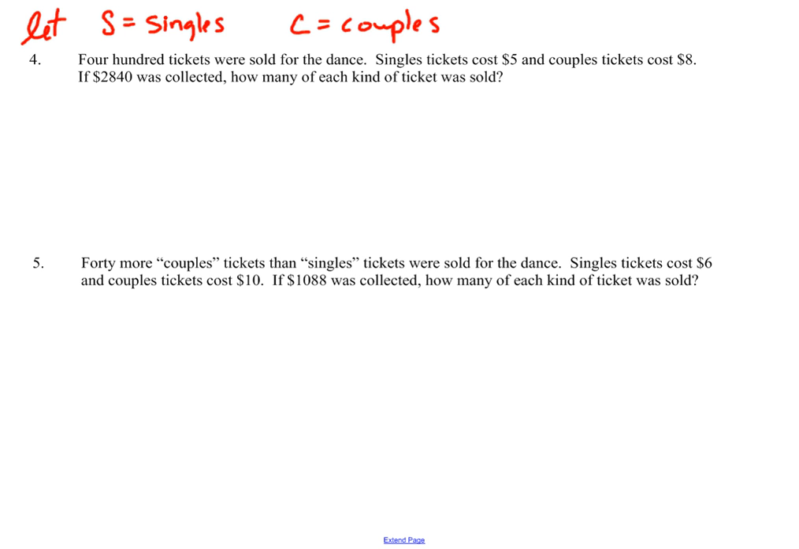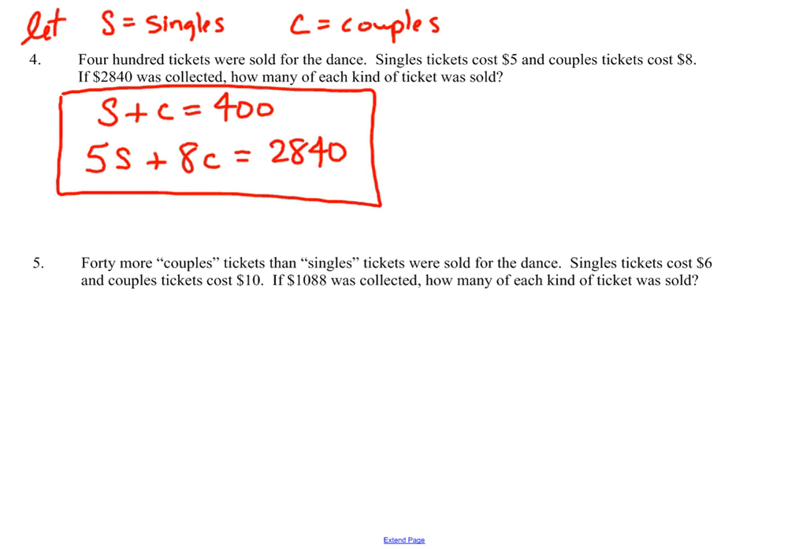All right, an official let statement, so I'll just put the word let in front of it. 400 tickets were sold, so we have singles tickets and couples tickets. So I know the total, singles plus couples, is 400. It's a little easier problem than the next one, because it just gives you the total tickets, so you just write a sum statement. Single tickets cost $5, so 5 for every single. Couples are 8, so if I add 8 for every couple, I get a total amount of $28.40. There's my system. And for this benchmark, you don't have to solve it.